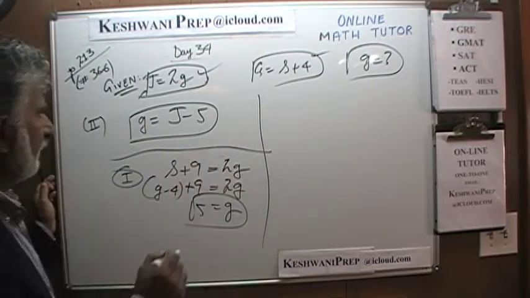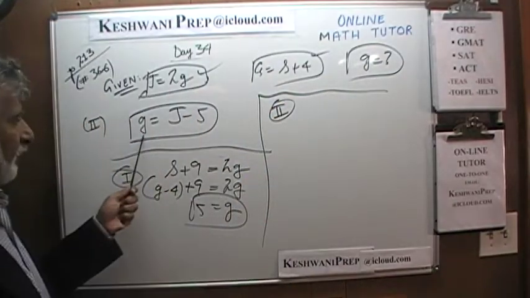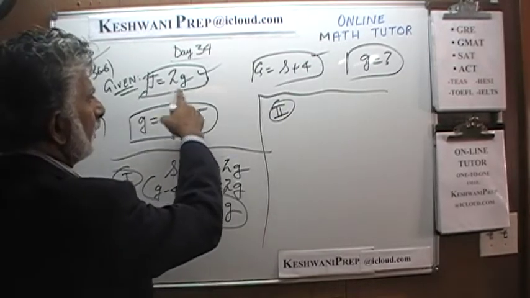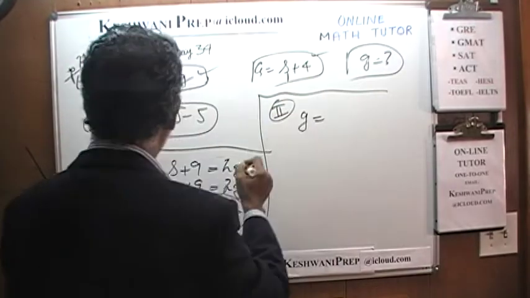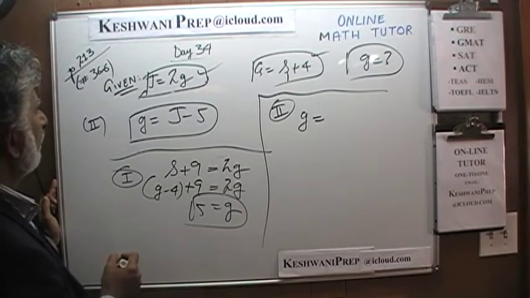Now let's look at the second statement. Now we'll do the work based on this equation. Again, we're looking for G, remember that. Nothing else, we're interested in G. So we know G is right here. G is S plus 4 and S plus 4. I don't see any S anywhere.